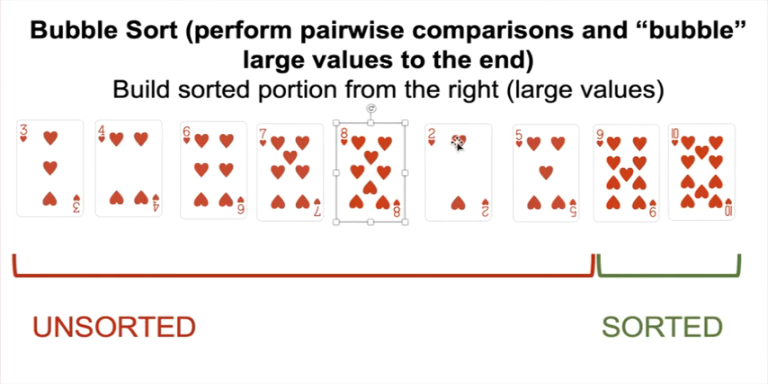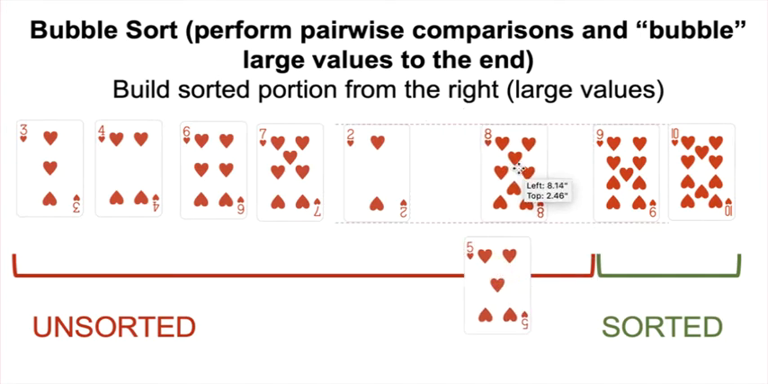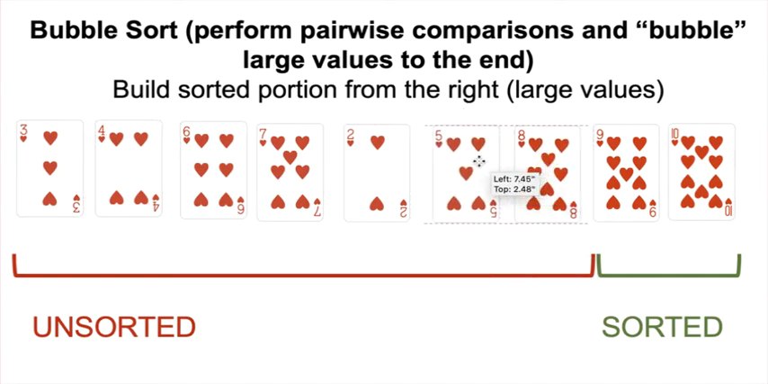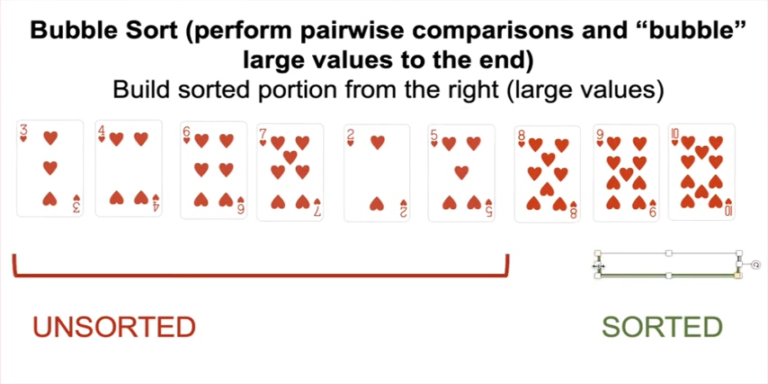Is 8 greater than 2? Yes, so we swap. Is 8 greater than 5? Yes, so we swap. 8 has now ended up in its sorted position. Unsorted portion of the array shrinks by 1, and the sorted portion of the array grows by 1. So that was the third iteration or the third pass of bubble sort.